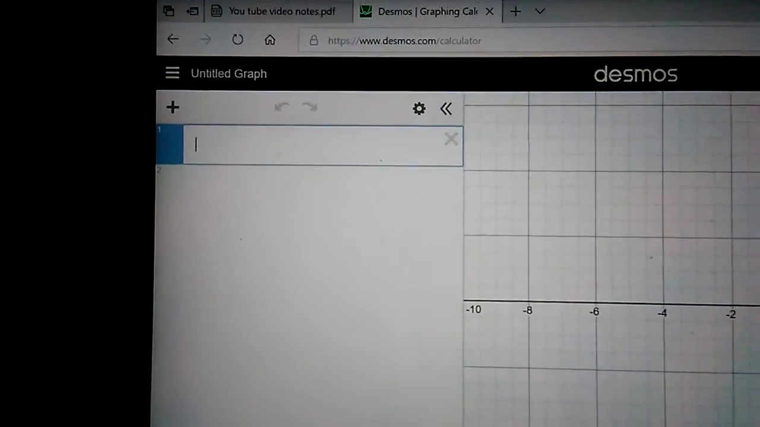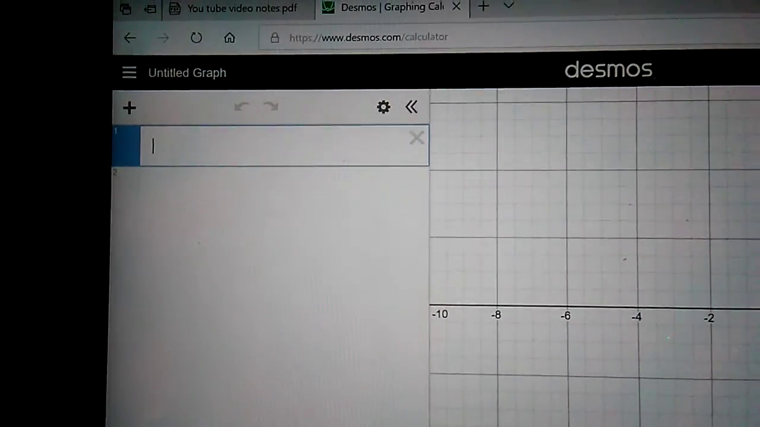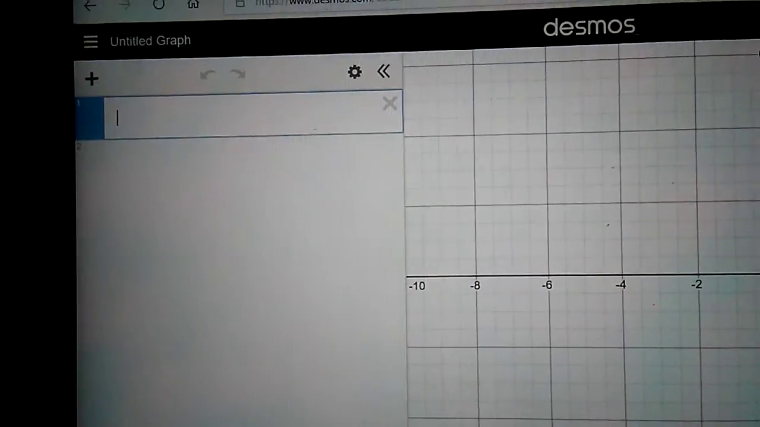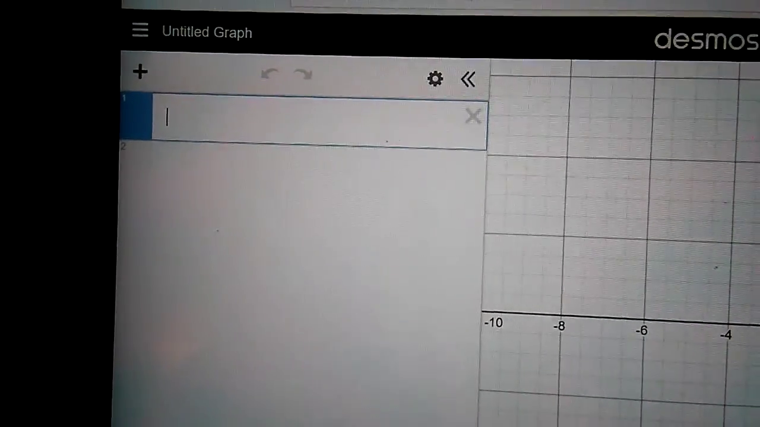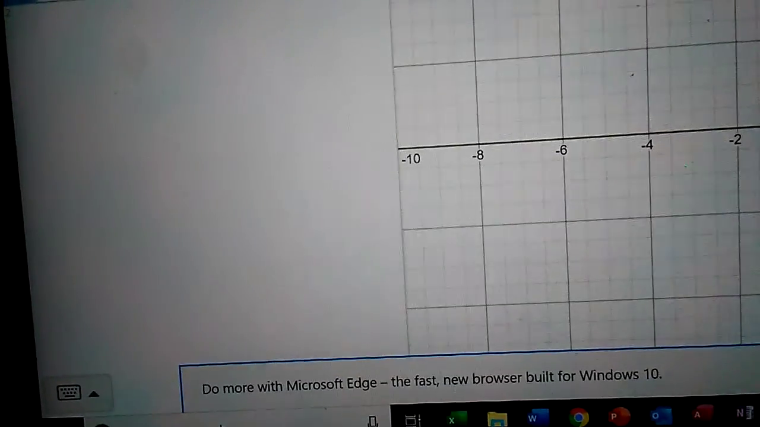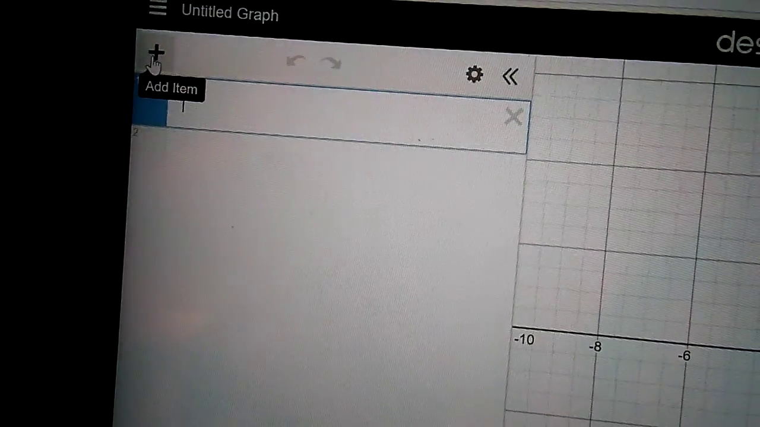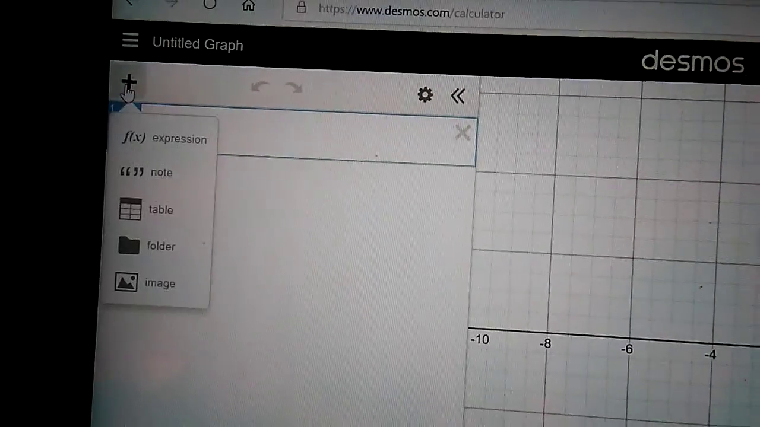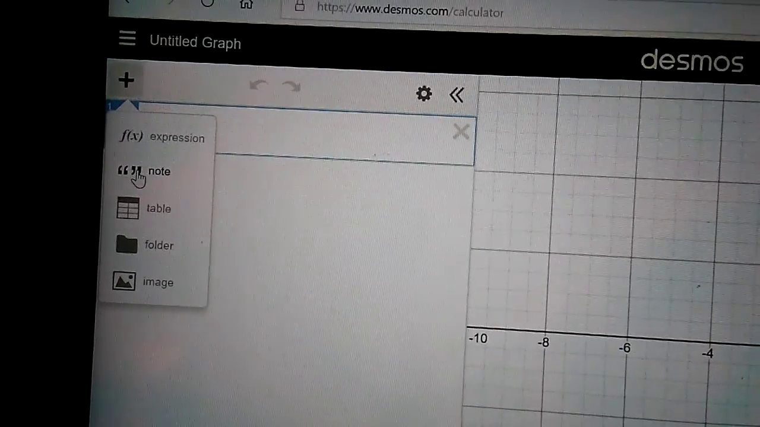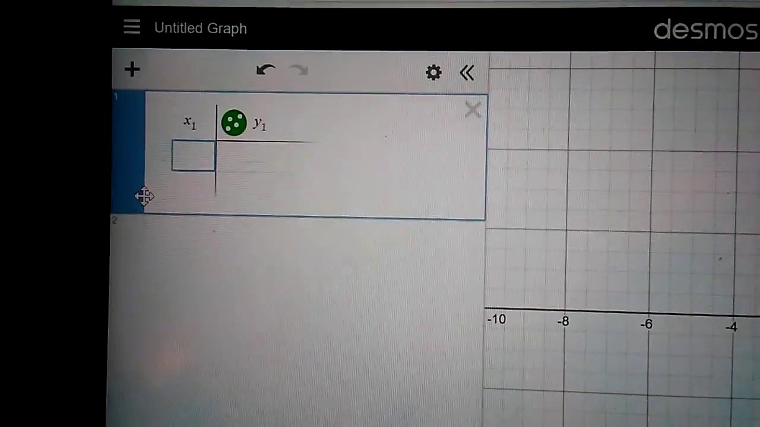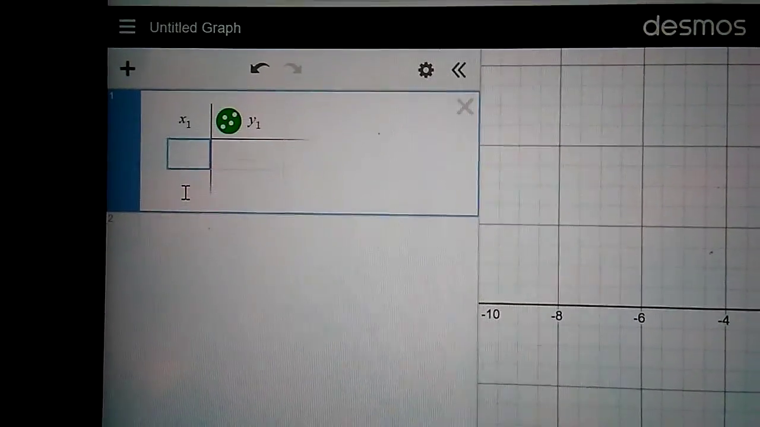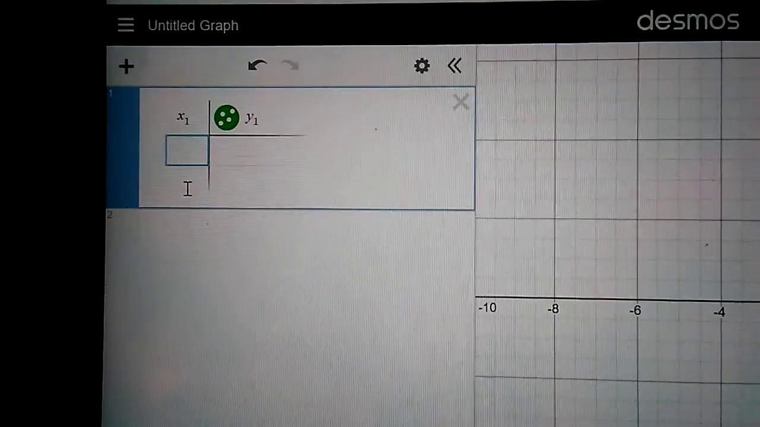This is what we will be doing in class. So what you want to do after you pull up Desmos is go to the plus sign right there, click on that, and go down to Table. And what we're going to do is enter some values into x and y.